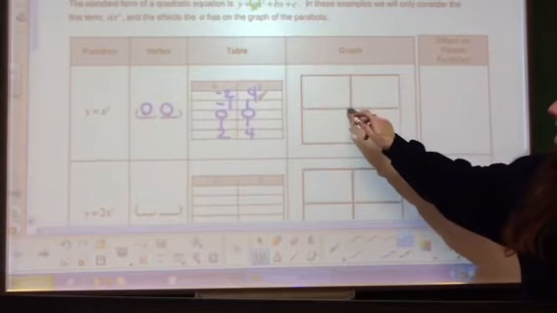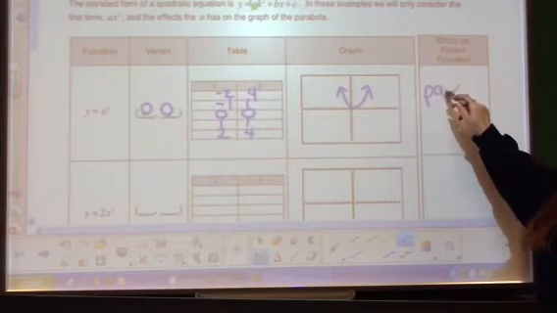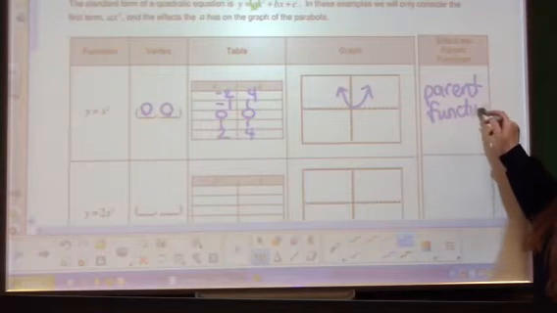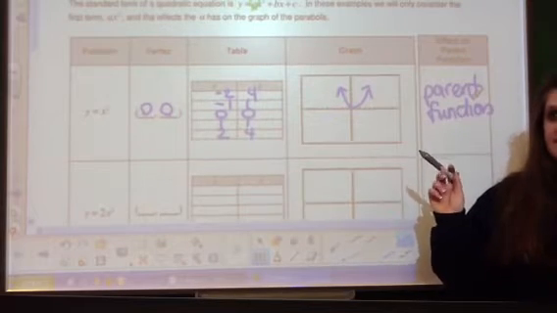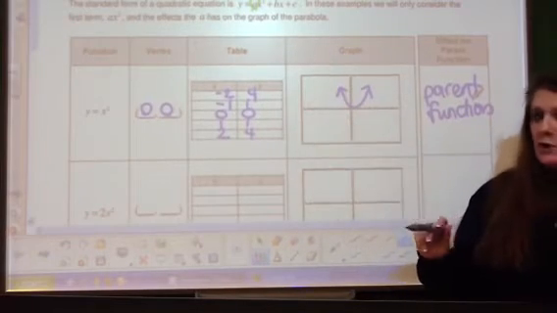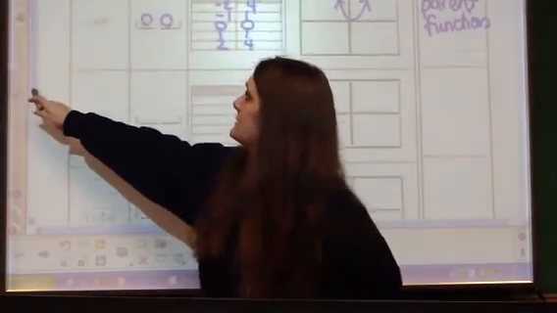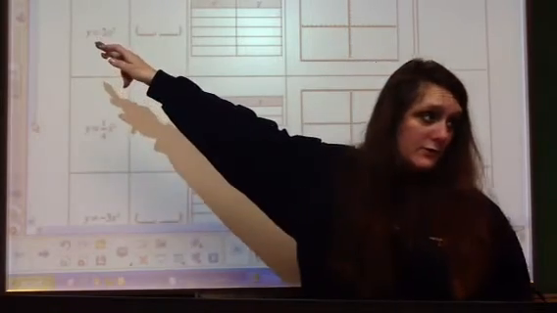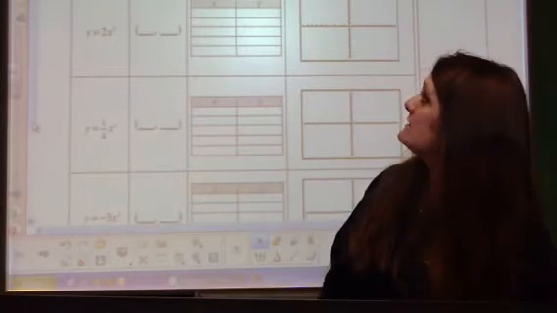Our graph looks like this. And it says, what's the effect on the parent function? This is the parent function. So anytime you have a question that shows you a parabola and says, what is the parent function? Y equals x squared, that's it. So this is kind of our starting point. We want to see on these next three what changes occur to our parent function if we change the number in front of x squared to a number bigger than 1, a number smaller than 1, or a negative. And we're going to compare these in the calculator.